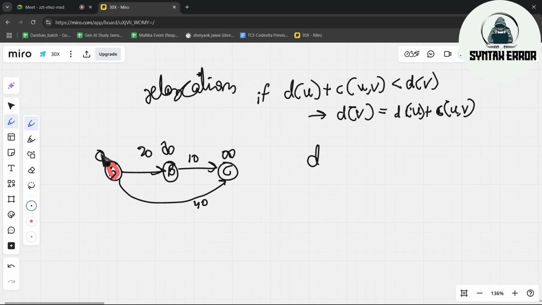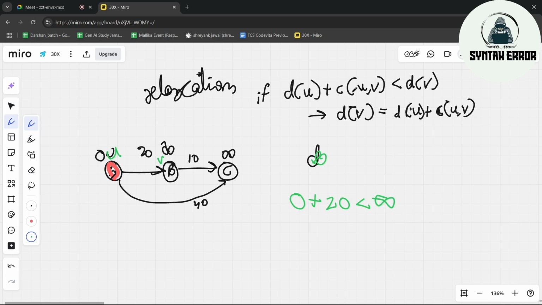Now let's consider this one as U and this one as V. Now see the relaxation. d of U, the distance of U, is 0. 0 plus, what is the cost of U to V? The cost of U to V is 20. If this is less than d of V, what is the case? d of V, the distance of V, is infinite.